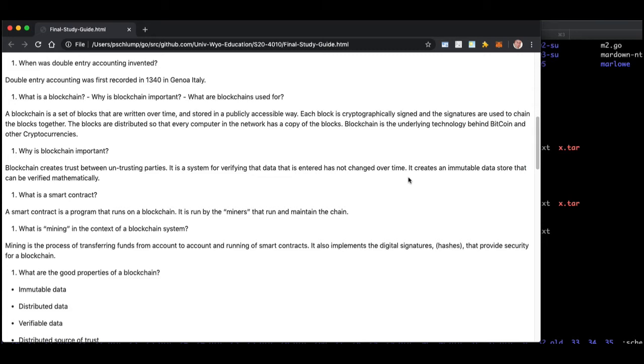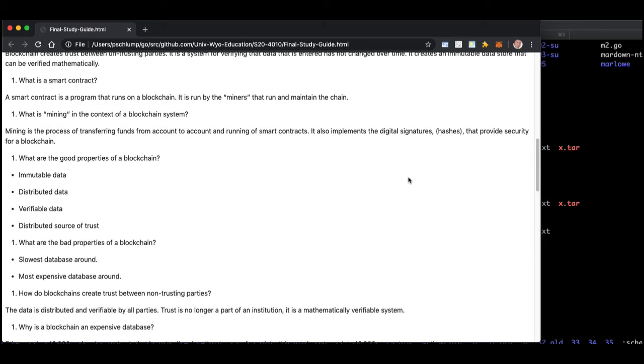Know what the good properties of a blockchain are, like the immutability of data and why that's important. The distribution of data between different nodes and what you can do with distributed data. The verifiability of past data, that's kind of part of the immutability, but how does a hash protect the blocks in a blockchain so that somebody can't come in and change values?